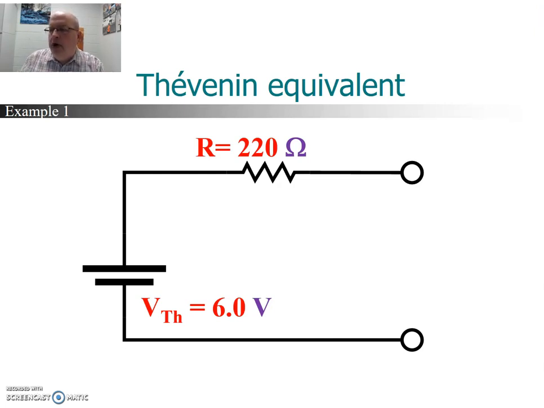And remember, with a Thevenin equivalent, if you're finding this, you should actually sketch out the circuit. Don't just put down the values of the resistor and the voltage source. Actually sketch the circuit and show that they are in series.